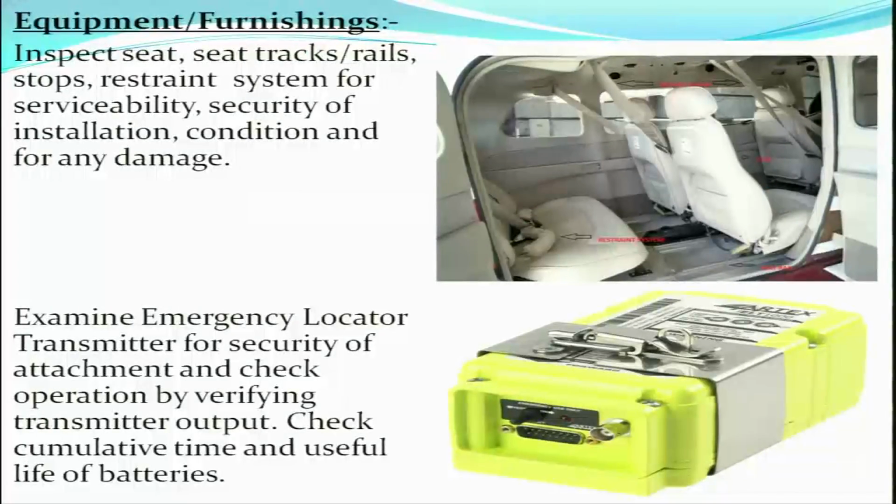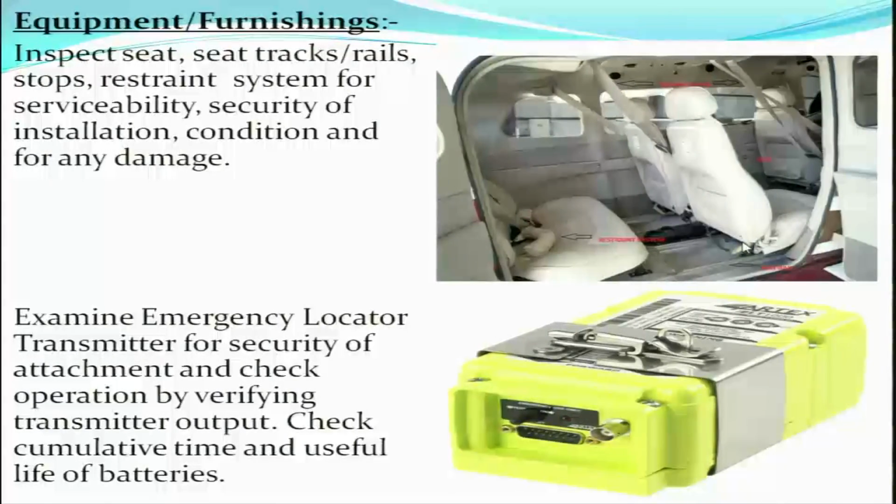Then your equipment and furnishings. Inspect seats, seat tracks, rails, stops, and restraint system for serviceability, security of installation, condition, and for any damage. So within the cabin you can see these seats. These are the seat rails on which the seats are moving.